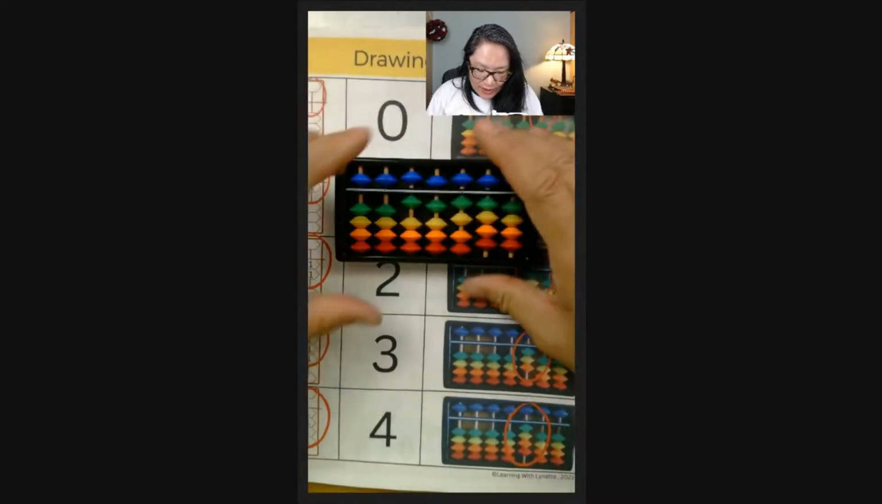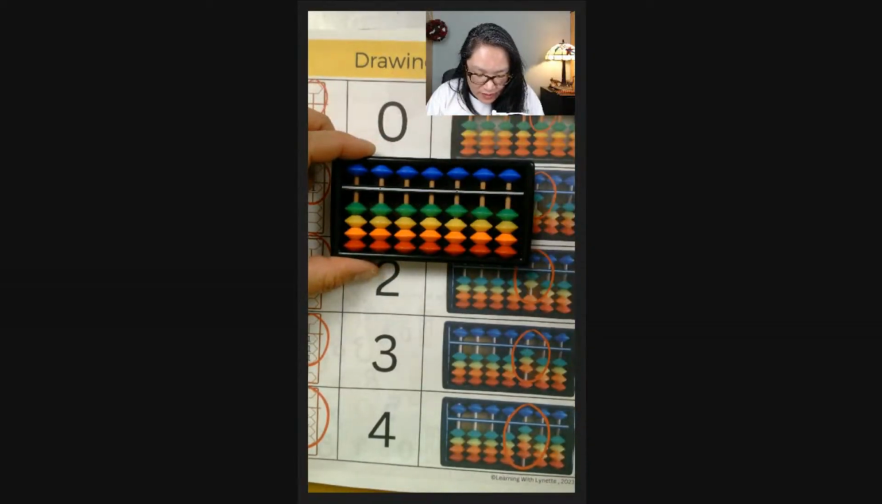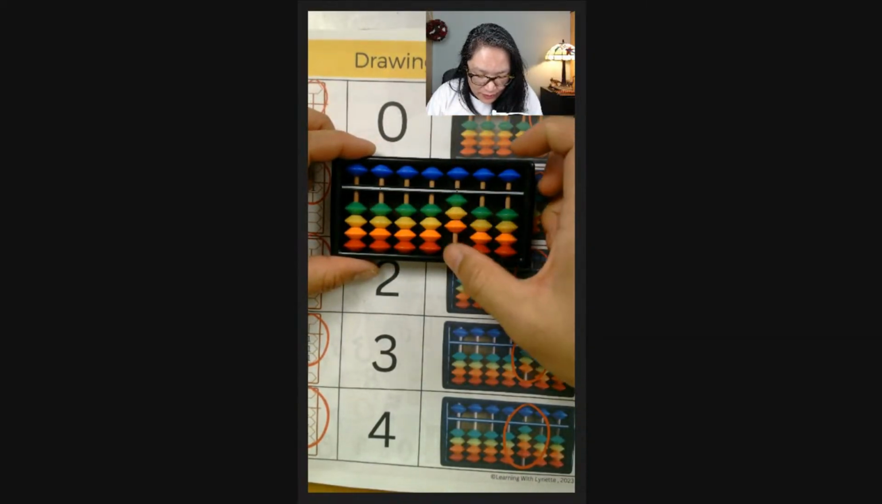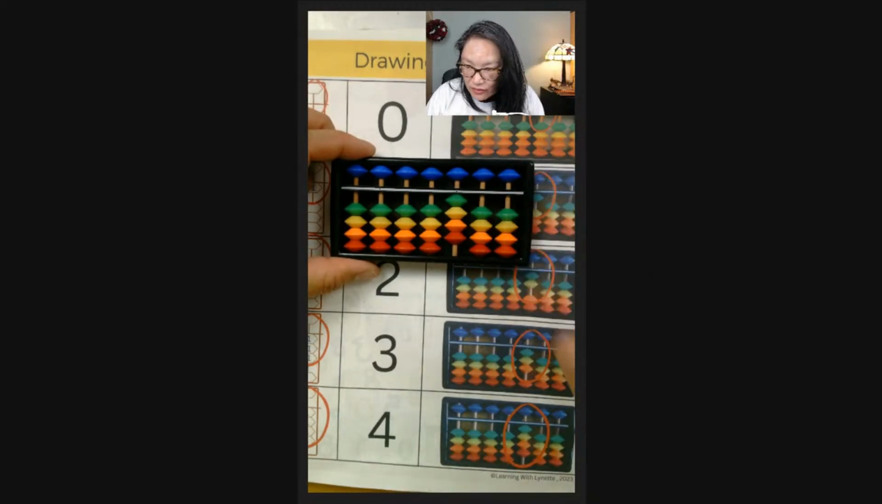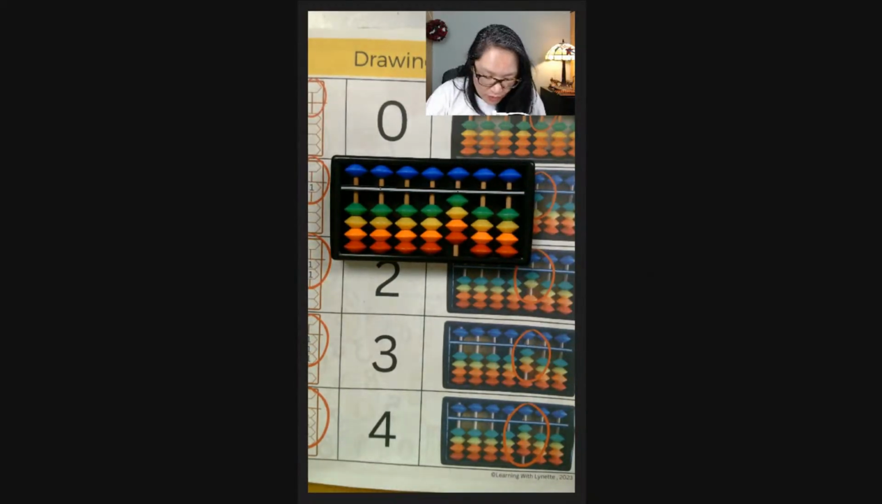When we're counting, we count 0, then we have 1, 2, 3, 4. Notice I said 1, 2, 3, 4, not -1, -2, -3, -4. We don't do more than just what we have. Anyways, we are learning how to read the abacus.